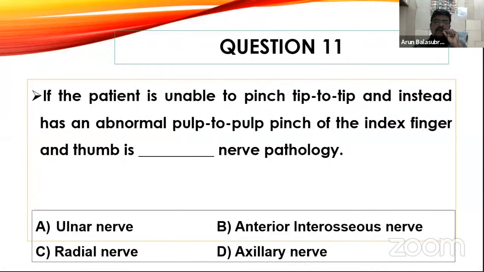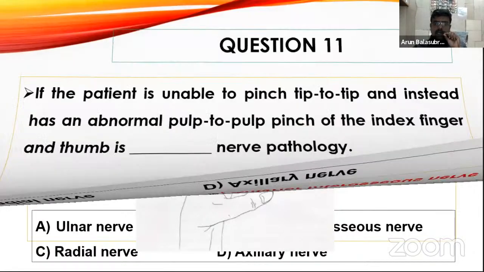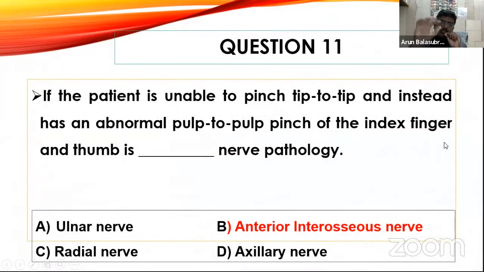B is the correct answer. It is an anterior interosseous nerve injury because the patient was not able to do a perfect O shape. Right? So the patient was not able to do a tip to tip, whereas they are going for a pulp to pulp. Right? So it is an anterior interosseous nerve injury.